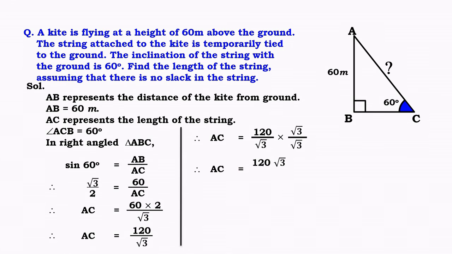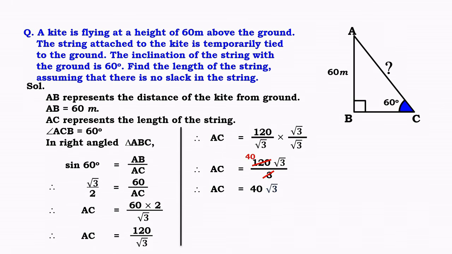This gives us 120 multiplied by root 3 divided by root 3 multiplied by root 3. Root 3 multiplied by root 3 is 3. Therefore, we get 120 root 3 divided by 3. Now, 120 divided by 3 is 40. So, AC is equal to 40 root 3 meters.